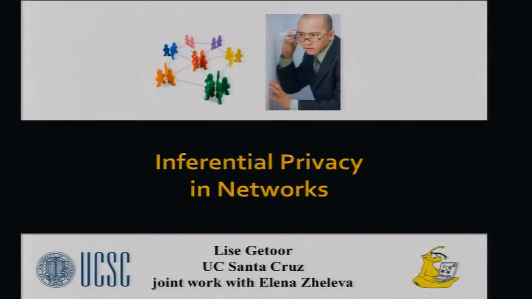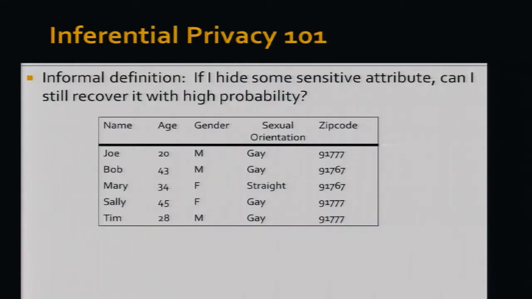I'm going to be giving a kind of tutorial on inferential privacy, focusing on some of the mathematical and statistical issues, and then at the very end, I'll talk about the policy implications from that. I'm going to talk about this particularly in the context where we have networks, and how things change. But let me start with inferential privacy 101.